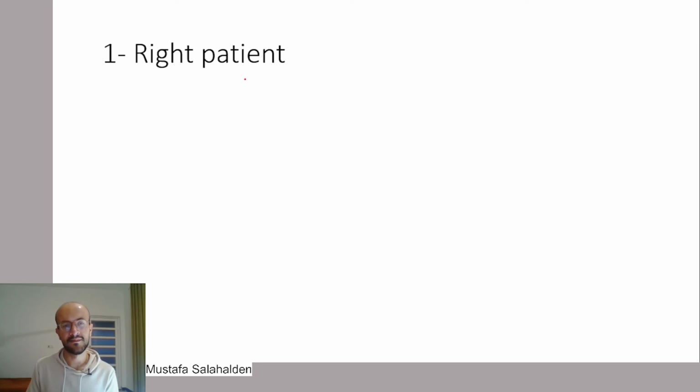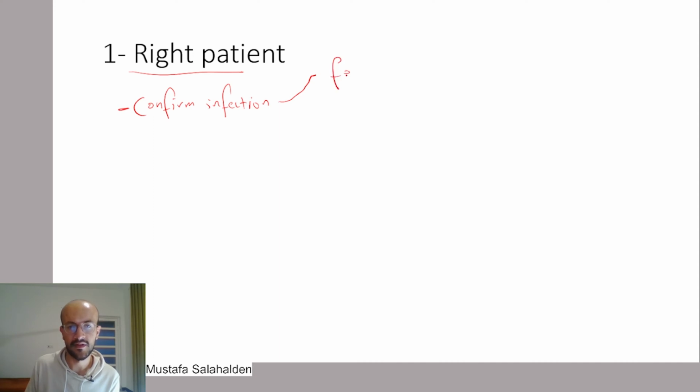So the right patient. What are you going to consider in choosing the right patient who is going to receive the antibiotic? Firstly, you want to confirm that the patient has an infection. So confirm infection. How do you confirm infection? All bacterial infections are accompanied by the rising of the body temperature, which is fever. So all bacterial infections are accompanied by fever, which is the rising of body temperature more than 37.2.